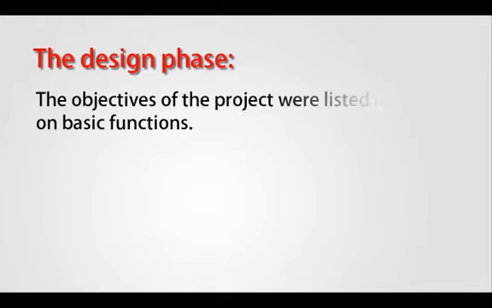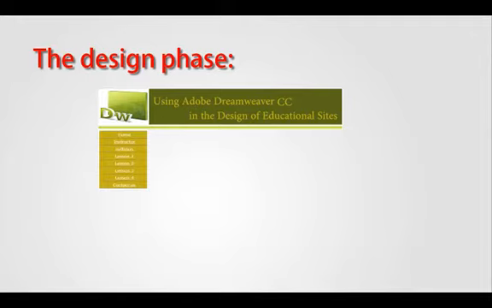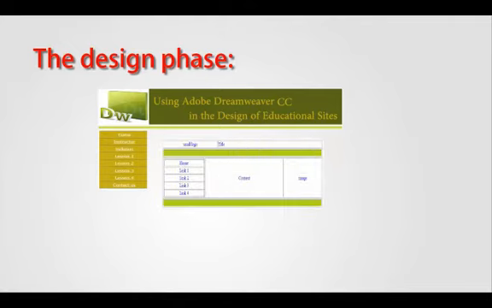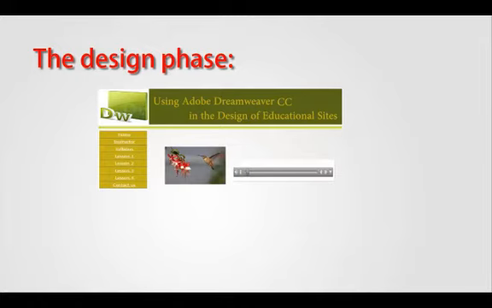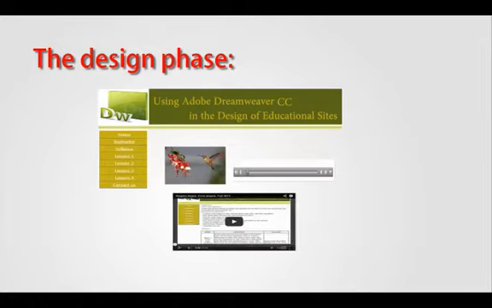In the design phase, the objectives of the project were listed and focused on basic functions, such as how to create a main page for an educational site and add a logo, a title, and site navigation, how to link the main page to an internal page, how to add a table with different cells and background color, how to create small custom navigation buttons, how to add small images, audio, and videos related to the content, how to create a main page map related to the content, how to add all images, and how to copyright the site.